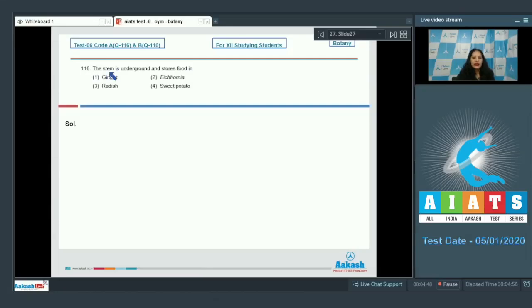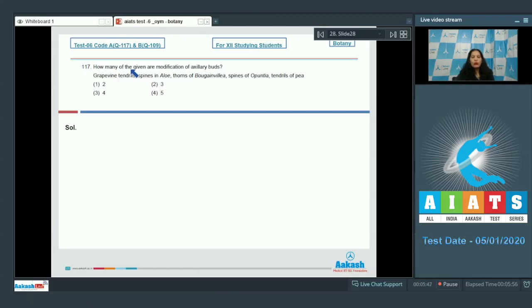Question number 116. The stem is underground and stores food in. So first of all, you have to find out the stem. Radish, it stores food, and it is a root. Sweet potato, again, storage root. In Ichornia, we can see the offset, which is a modification of the subaerial stem and does not store food. Ginger, yes, it is the underground stem which stores the food. So the correct option for the given question is option number 1.